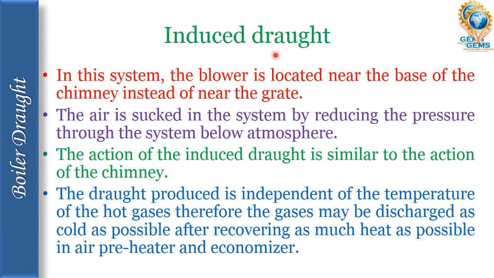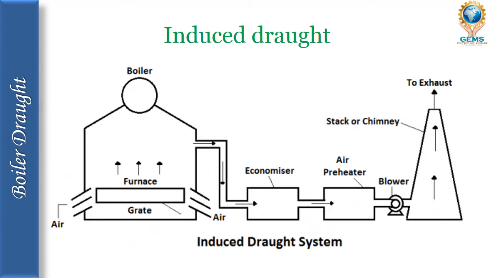Then comes the induced draft system. In this system, the blower is located near the base of the chimney instead of near the grate. The air is sucked into the system by reducing the pressure through the system below atmospheric. The action of the induced draft is similar to the action of the chimney. The draft produced is independent of the temperature of the hot gases. Therefore, the gases may be discharged as cold as possible after recovering as much heat as possible in the air preheater and economizer. So this is the layout of the induced draft system.